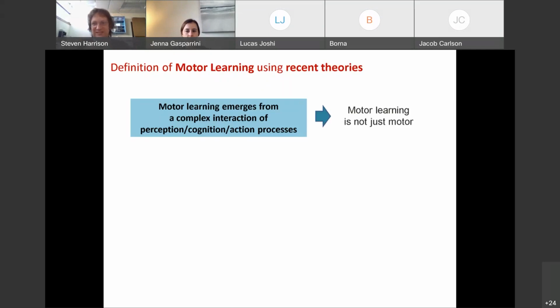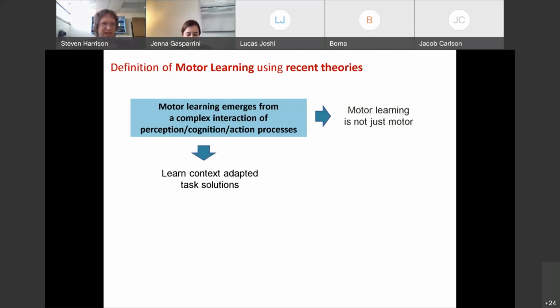So, the exact same takeaway that I'm making multiple times: the phenomena that we care about, like the nature of functionality. I was giving this lesson just now with respect to cognition and perception. Motor learning is not just motor. We'll see some specific examples of this as we go through.